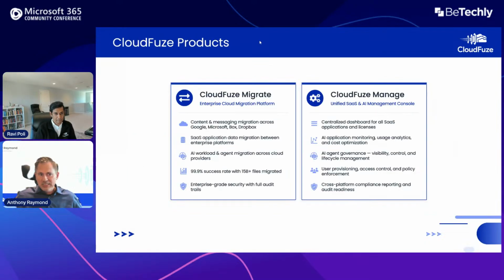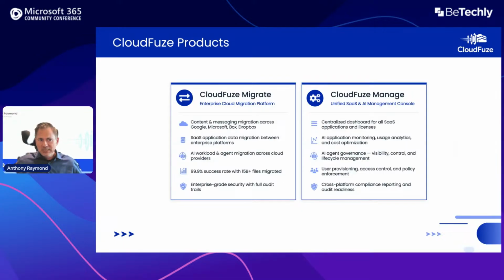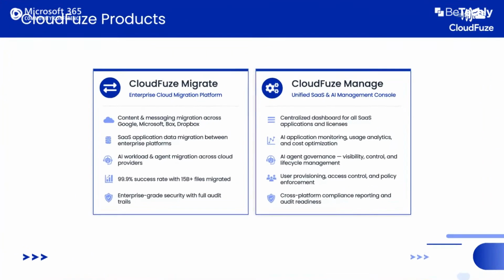To take a little bit of a deeper dive into the products, CloudFuze, as Ravi mentioned, delivers our solution through two core platforms. We have CloudFuze Migrate, an enterprise-grade migration platform that migrates content, email, messaging platforms, and more with full fidelity, including metadata, permissions, and embedded links, and CloudFuze Manage. It's a unified SaaS and AI governance platform and provides critical visibility, control, and automation across your environment. Together, this gives organizations a continuous lifecycle approach rather than a one-time migration event.